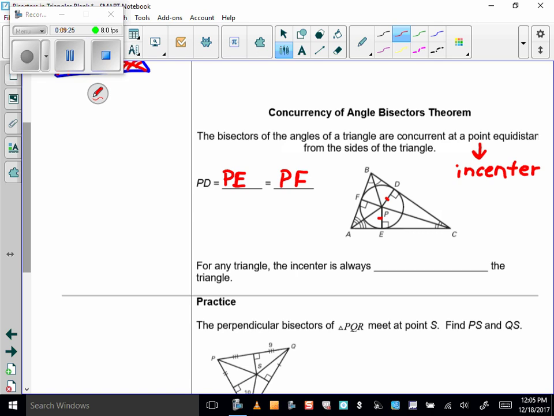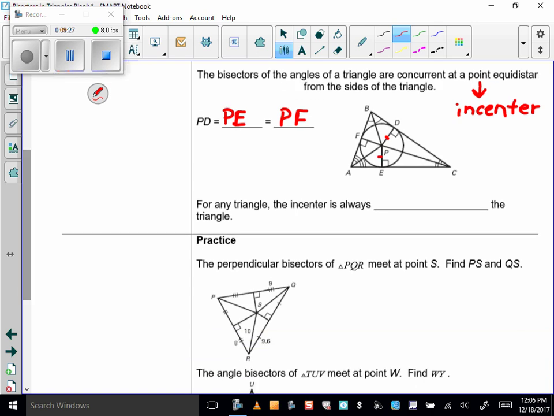For any triangle, the incenter is always inside. You remember the circumcenter could be outside, inside, or on. Incenter will always be inside. Okay, let's see what we got here. We got a few practice problems. So I'll do one, and then I'm going to let you do the rest of them.